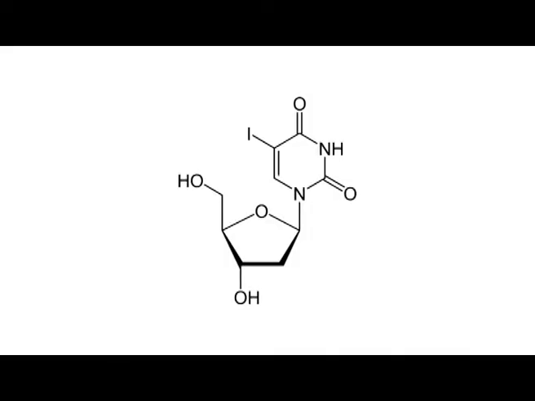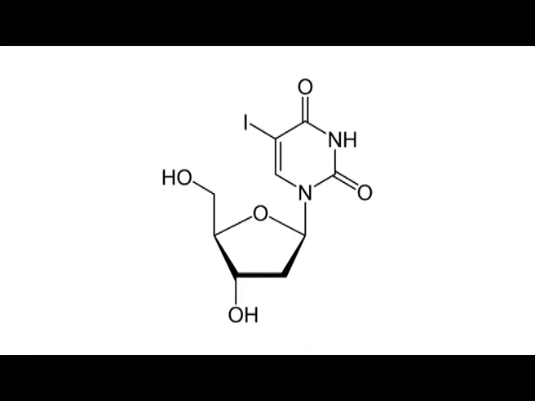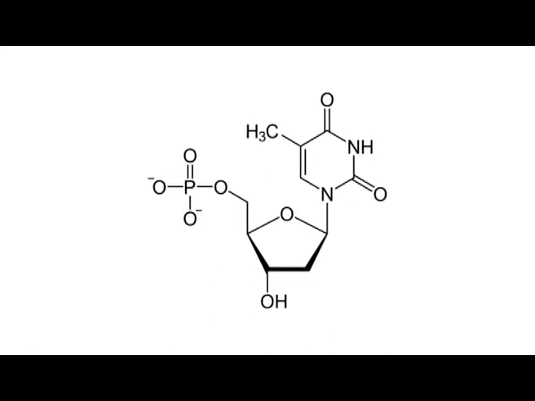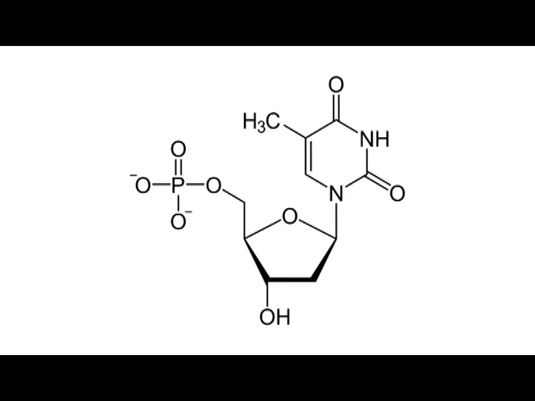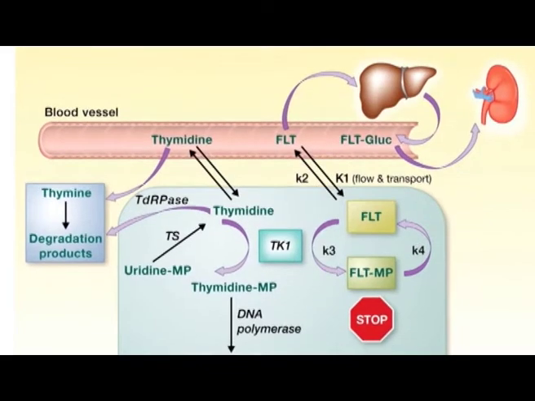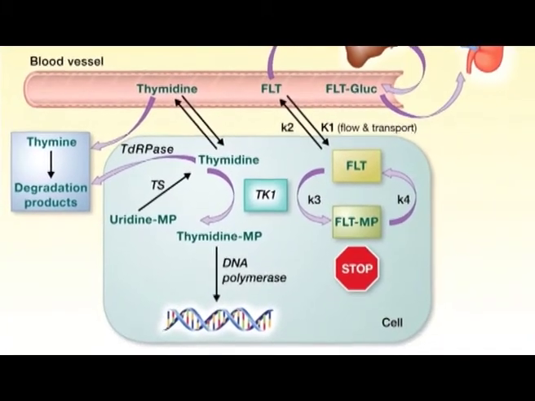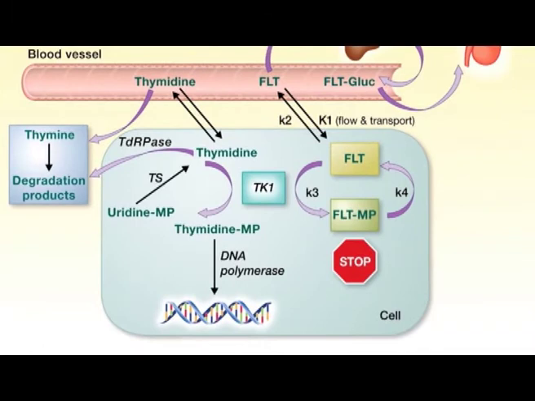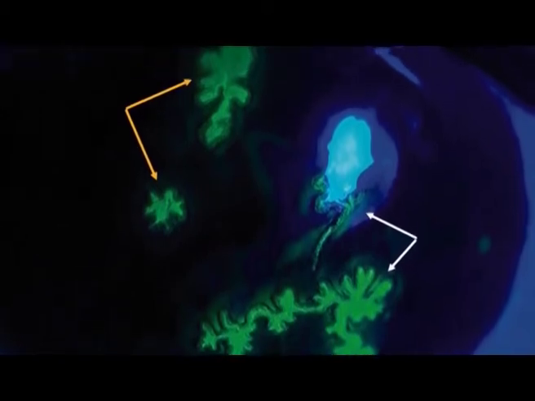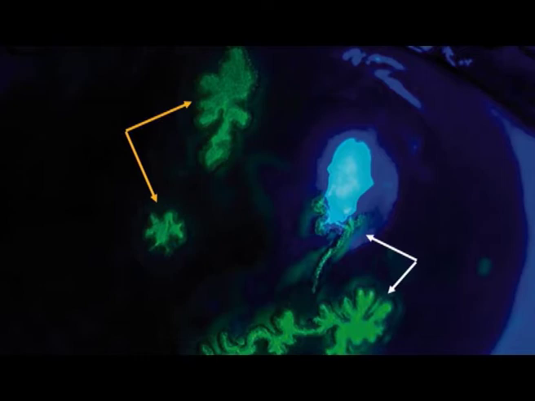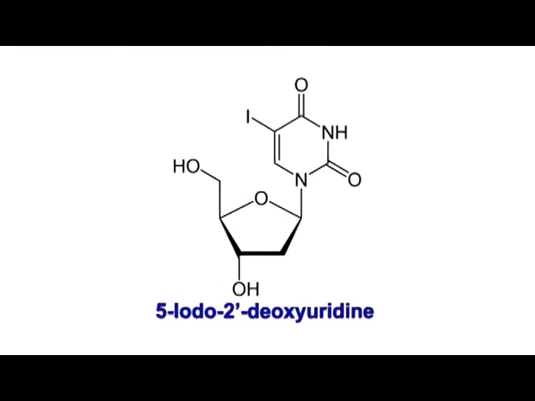Idoxuridine. Idoxuridine is a nucleoside containing halogenated pyrimidine which is structurally related to thymidine and acts by competing with it in the synthesis of DNA, thereby preventing the utilization of thymidine. The drug interferes with the synthesis of normal cellular DNA and hence it is too toxic for systemic use. It has been employed locally as 0.5% drops or ointment in the treatment of herpetic keratitis. 5-iodo-2-deoxyuridine.